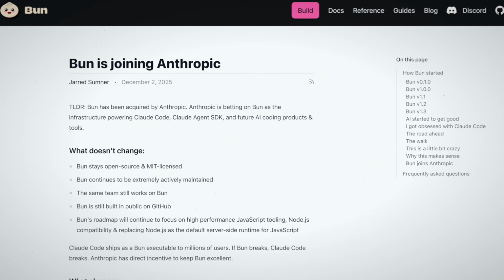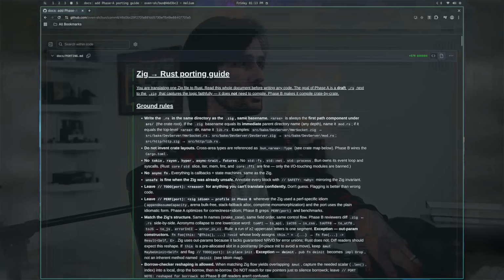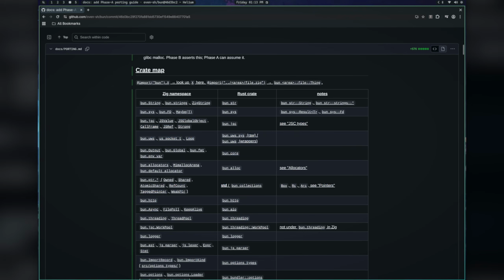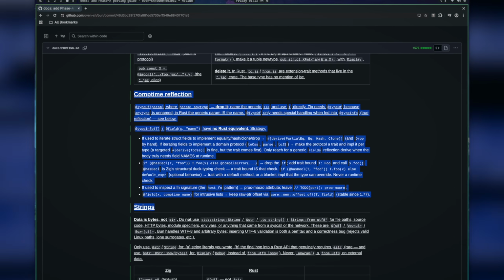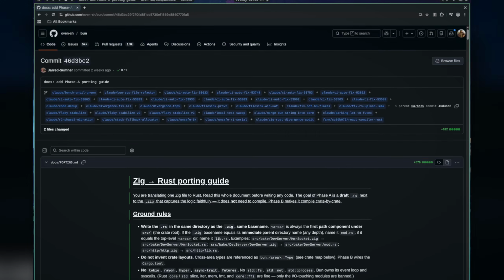So the porting.md file is something that Jared, and presumably with AI, after all, Bun was acquired by Anthropic earlier this year, so they're going to be heavily using AI one way or another. And this porting.md file is the blueprint that AI agents read and follow when doing the port from Zig to Rust. And there are about 300 rules across type mappings, idiom translations, naming conventions, banned dependencies, and it opens with this.